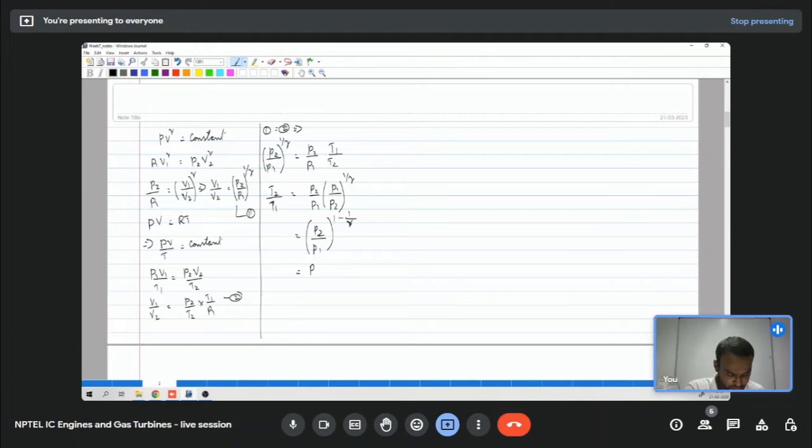So this is P2 by P1 power gamma minus 1 by gamma. This is T2 by T1. Now T2 is equal to T1, which is known as 288 Kelvin, and the pressure ratio is known as 4, and then we have gamma minus 1, which is 0.4, by 1.4. Okay, I think I used the calculator. Please solve this.